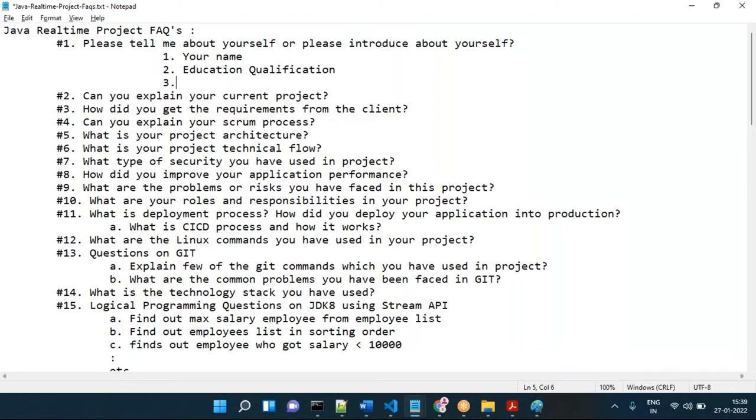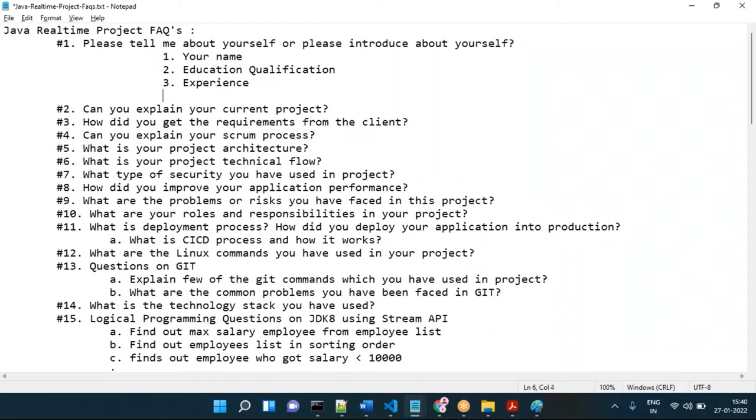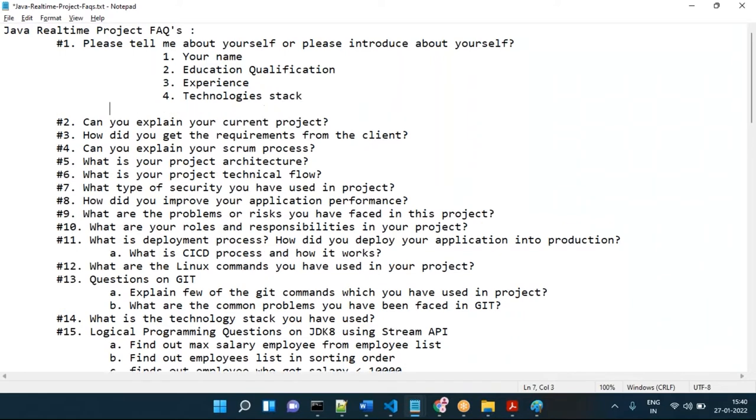Next, you need to talk about your experience. You need to talk about your tech stack, the technology stacks you have used in your projects, and what you know. You need to talk about your companies, that means your current company and past companies, if you have any.